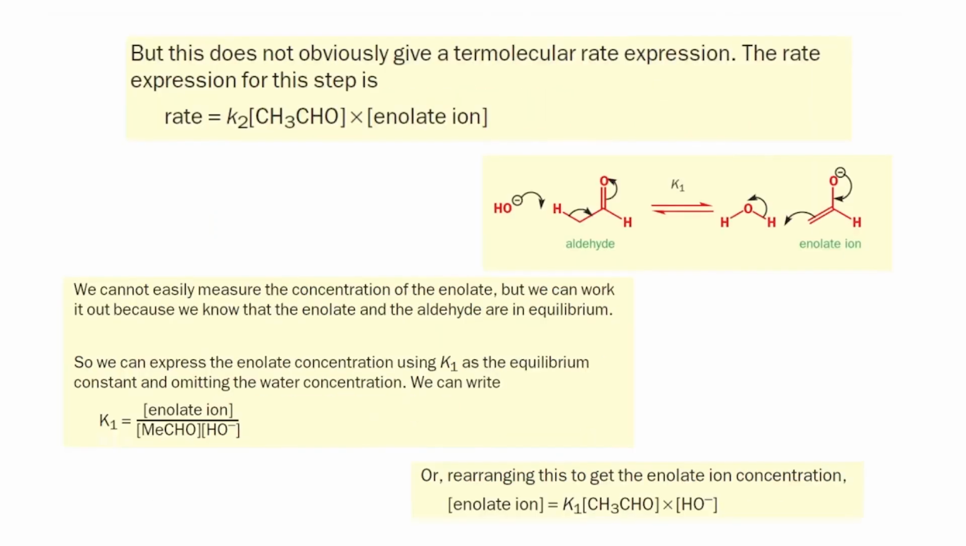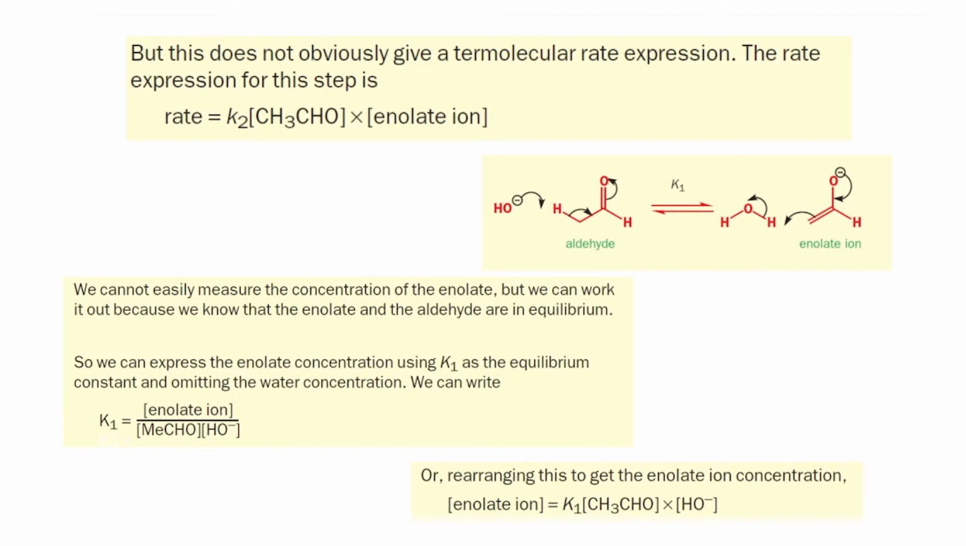Now, when this kind of situation arises, how do we interpret a termolecular rate expression? So what we can propose is that the reaction rate of the rate determining step depends on the concentration of the aldehyde and the concentration of the enolate. But since we cannot directly measure the concentration of the enolate, we now need to derive the concentration of enolate by using the information that we already know.